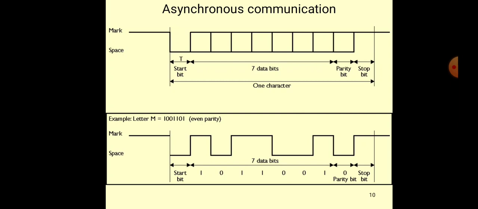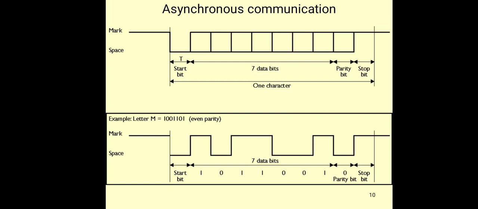So letter M, even parity. We are already aware of what even parity and odd parity are. Even parity specifies that in the given information, if you count all the ones, it should be an even number of times. So start bit, then 7 data bits, parity bit and the stop bit. That is letter, 1, 2, 3, 4, 5, 6, 7 bits. 7 data bits. Parity is 0 as it is an even parity. Stop bit and start bit will be there.